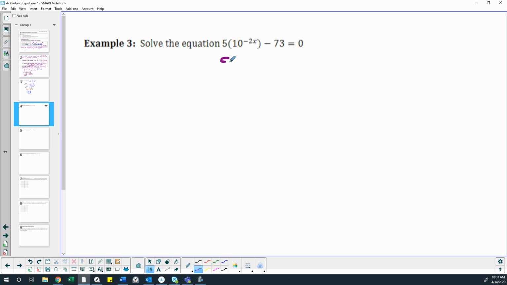So I'm going to start by adding the 73 to the 0. Then I'm just going to divide both sides by the 5.